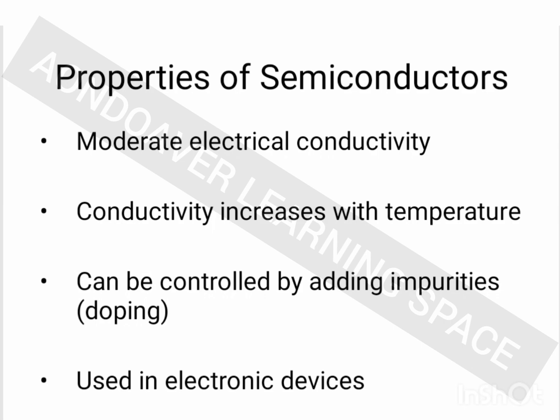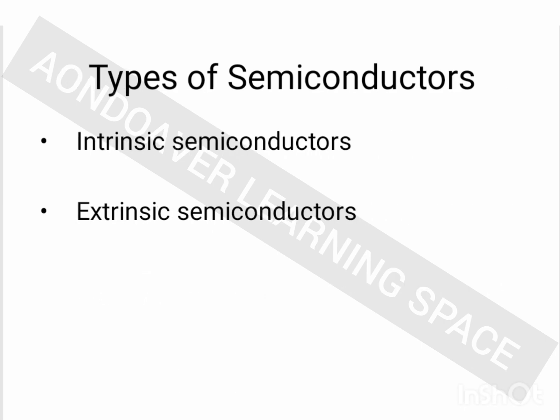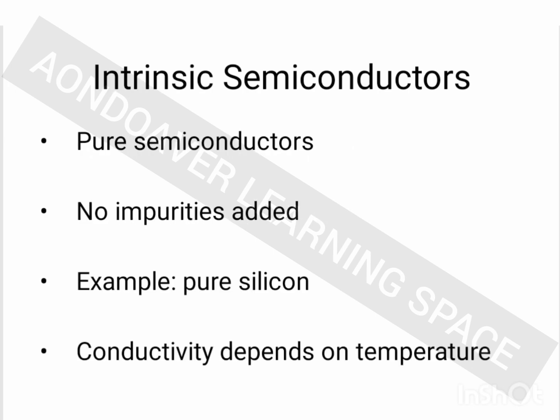So the conductivity increases with temperature, like we earlier said. The conductivity can be controlled by adding impurities. Now, the process of adding these impurities is known as doping. It is used in electronic devices. Now, types of semiconductors. We have intrinsic and extrinsic semiconductors.